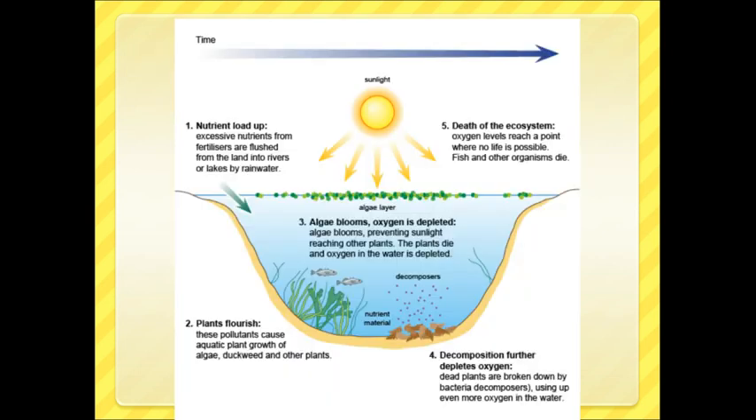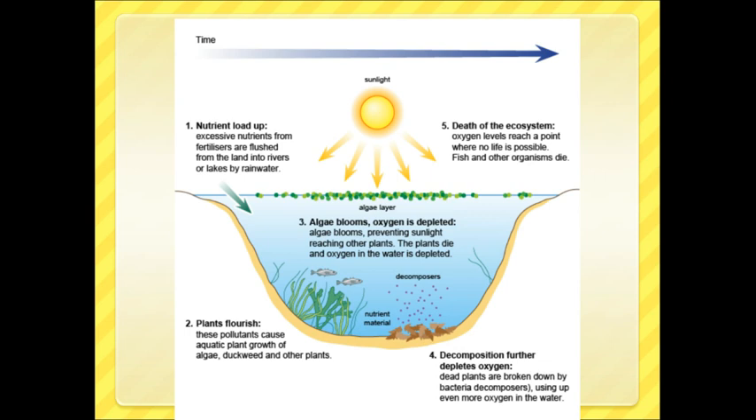So over time, you can see, number one, excessive nutrients from fertilizers get flushed from the land into rivers and lakes by rainwater. Number two, these plants flourish and cause aquatic plant growth of lots of algae and duckweed and other plants. Over time, that algae blooms, and the oxygen gets depleted. The more algae that blooms, the less sunlight gets to plants on the bottom. And those plants die, and the oxygen in the water gets depleted.